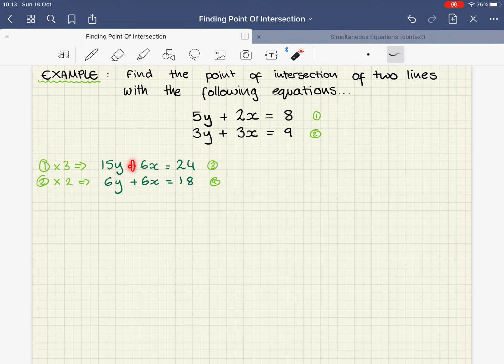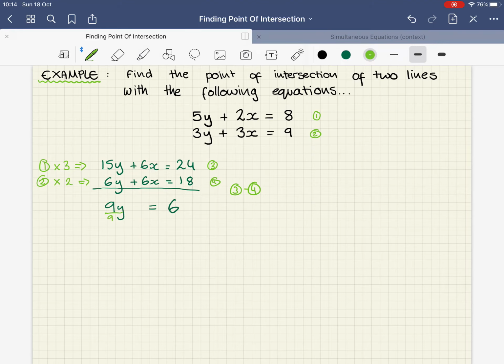So looking at them, I've got this plus 6x and I've got that plus 6x. So I've got to subtract them. And luckily my equations are lined up quite nicely, so I can just take away the 4 from the 3. So I am just going to do equation 3, take away equation 4. So 15y take away 6y, that's going to give me 9y. The 6x's are going to cancel each other out. Then 24 take away 18, that is going to give me 6.